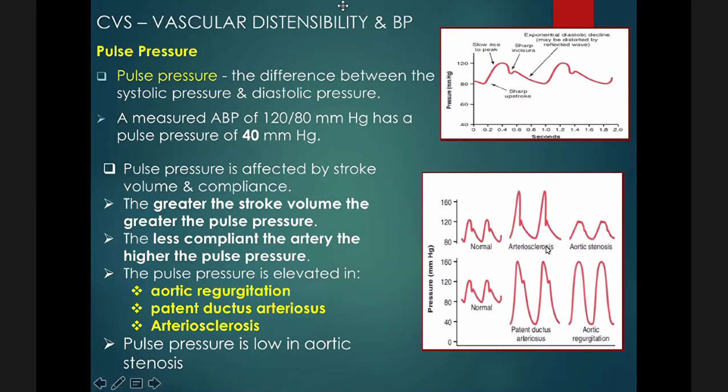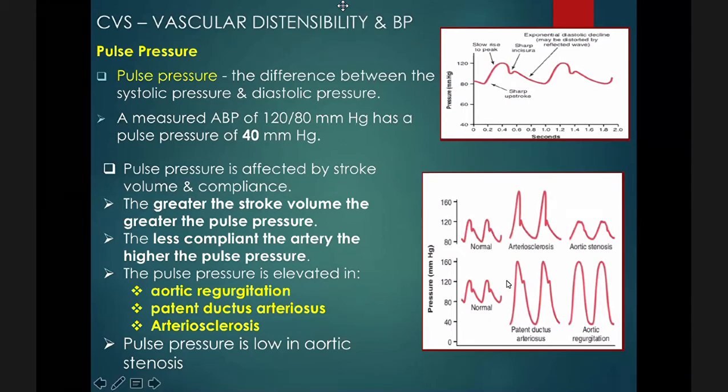Now, because you have increased the systolic pressure and the diastolic pressure remains to be the same, the pulse pressure will increase. Kasi 180 minus 80, ilan yun? Edi about 100, tama ba ako? So from 40 millimeters mercury na pulse pressure, it has increased to 100 millimeters mercury in atherosclerosis.